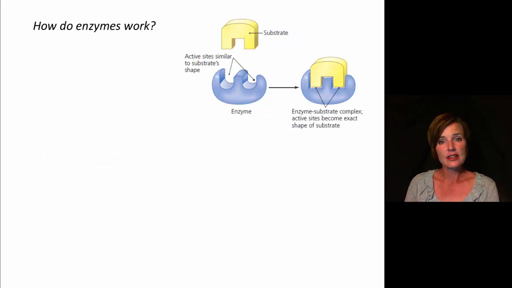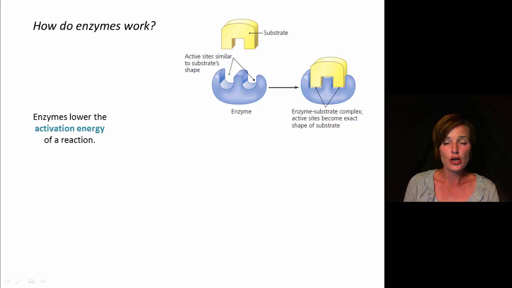If we look at the fit of the substrate into the active site of the enzyme, we see that right here. Once the substrate fits into the enzyme's active site, we get this complex, which we call the enzyme substrate complex. At that moment in time is when we actually see the enzyme performing its job, which is helping the reaction to take place in a quicker fashion, making it more likely that the reaction is actually going to occur.